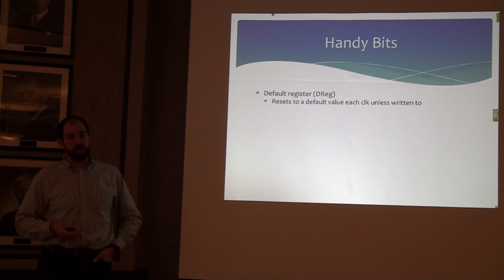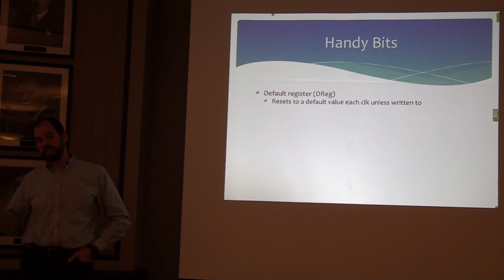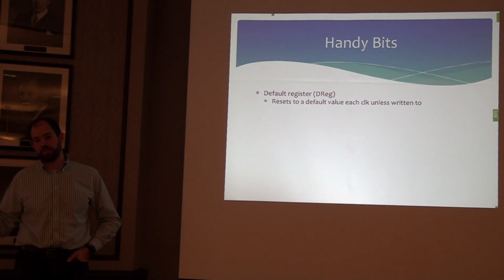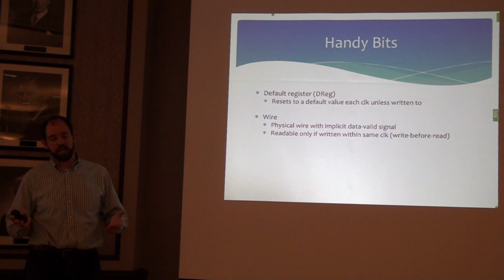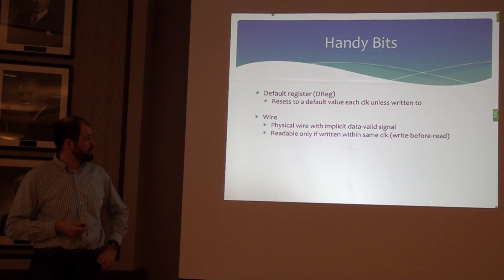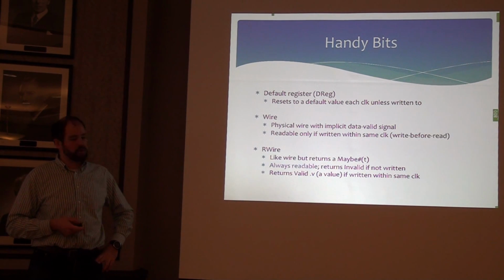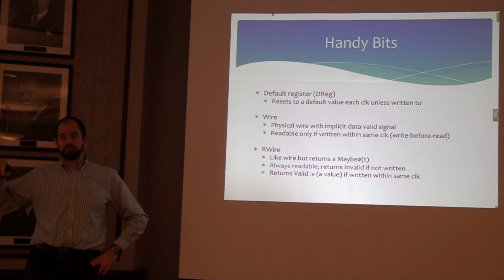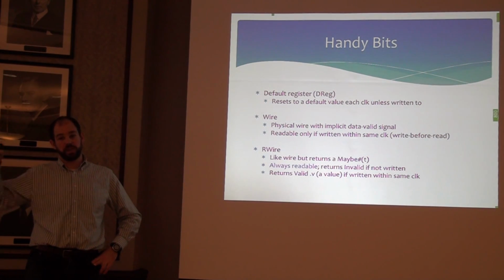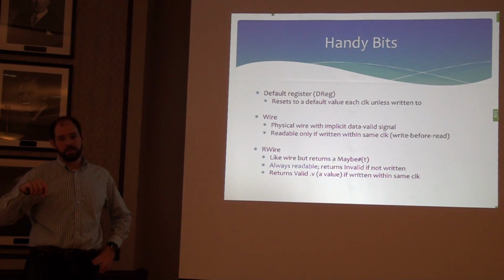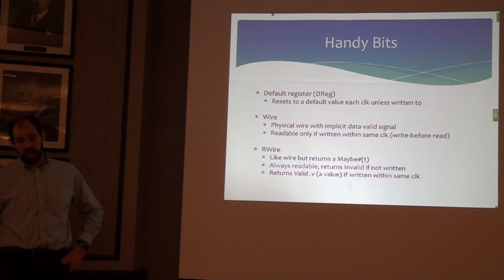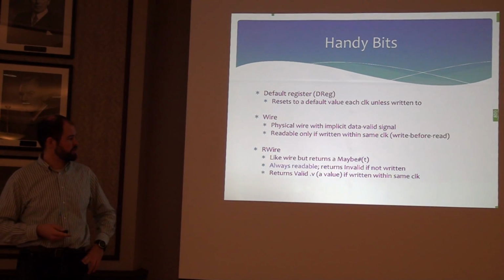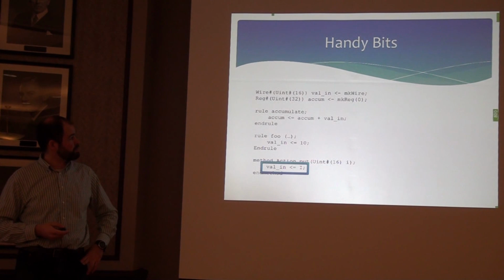All right. You can have a default register. So a default register resets to a default value every clock unless it's written to, which can be kind of nice. A wire is a physical wire, so there is no additional logic except for the implicit data valid signal. You can also have an RWire. So a wire, if you have a rule that references a wire, it can only fire if another rule has already written that wire. You can also have an RWire, which returns a Maybe. A Maybe says invalid if you haven't written to the wire, and it says valid with data if you have written to it. So here's an example of how a wire works.